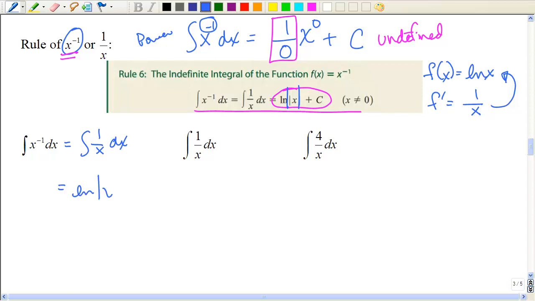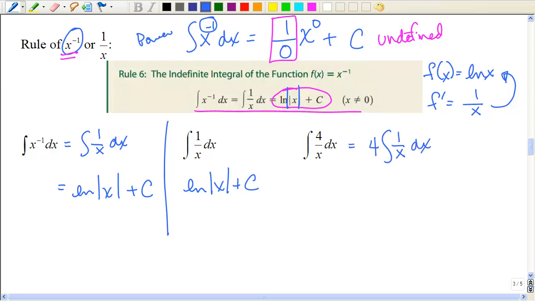So this is the natural log of the absolute value of x plus that constant. This is exactly the same thing, just trying to write it a different way. Now here, this is 4 times the integral of 1 over x dx. So that would be 4 times the natural log of the absolute value of x plus c.